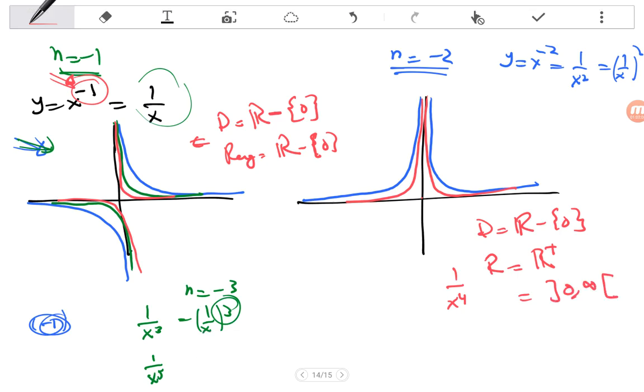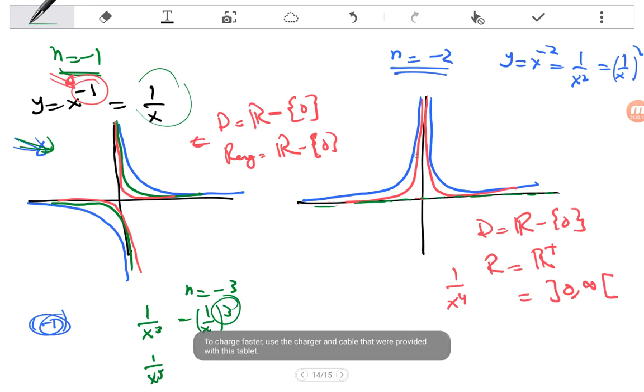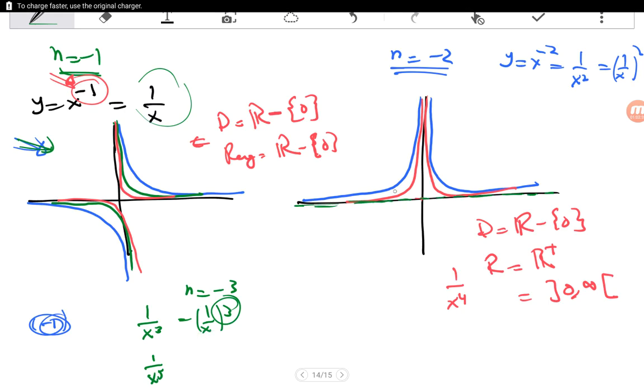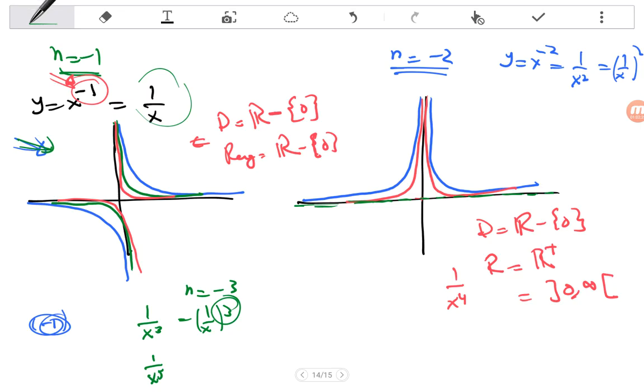Is 0 included? Can I say the interval is closed at 0? No, because I don't have an input that gives me the output 0. This is called an asymptote. An asymptote means that this is an asymptote of the function. It never intersects with this axis, the asymptote.